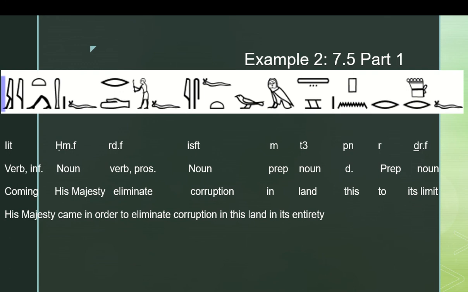If we take it as a main verb, you can say His Majesty came in order to eliminate corruption in this land in its entirety. You could take it as the infinitive, the coming of His Majesty in order to eliminate corruption in this entire land, in all of this land. There's two different idioms at play here. So you could translate this in any number of ways. All that matters is that you're getting the sense that the king is showing up and sweeping away corruption in the whole country. Any variant of that would be a perfectly acceptable translation.